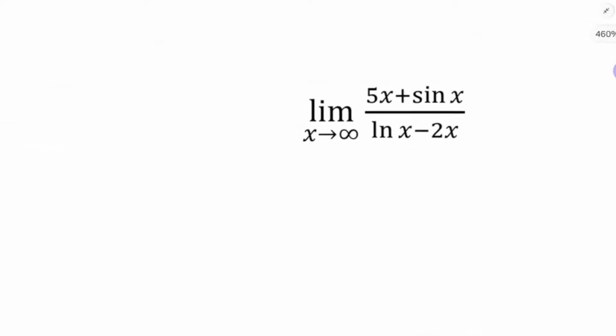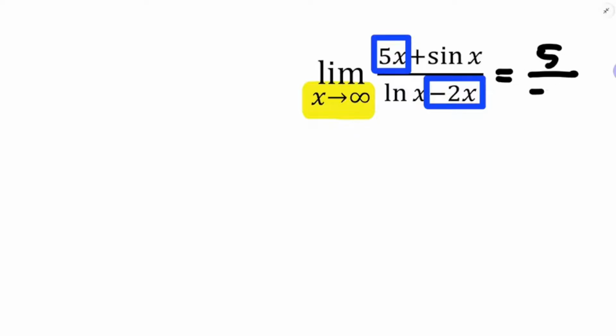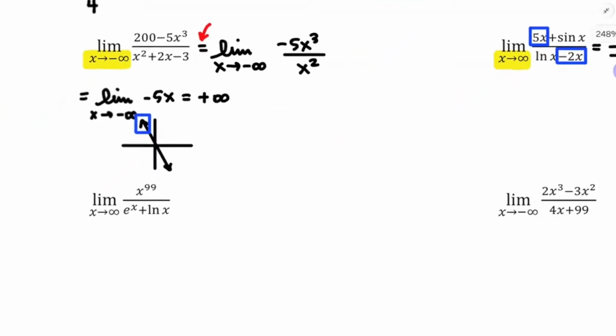Okay, as x approaches positive infinity, we're thinking about the fastest growing thing. And 5x and 2x don't grow very fast, but they are definitely growing faster than natural log x, and sine x doesn't grow at all. So this is pretty much going to be like the ratio of 5x to negative 2x, and that'll be 5 divided by negative 2. And so we'll just leave it like that. That's a safe place for us to stop in this class.